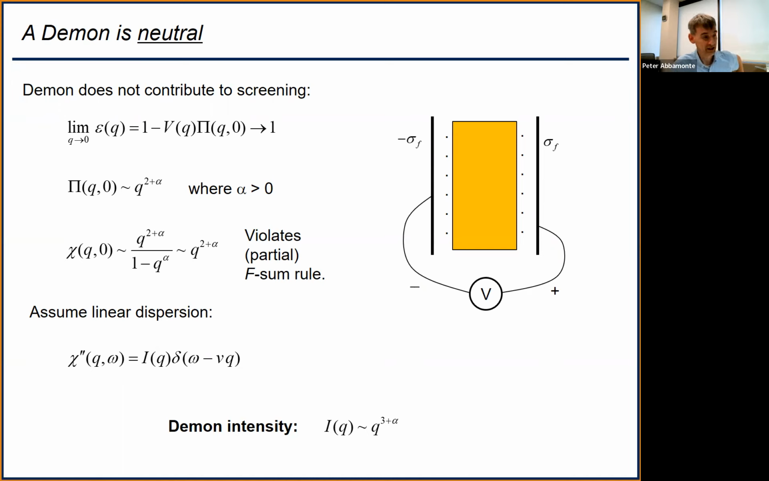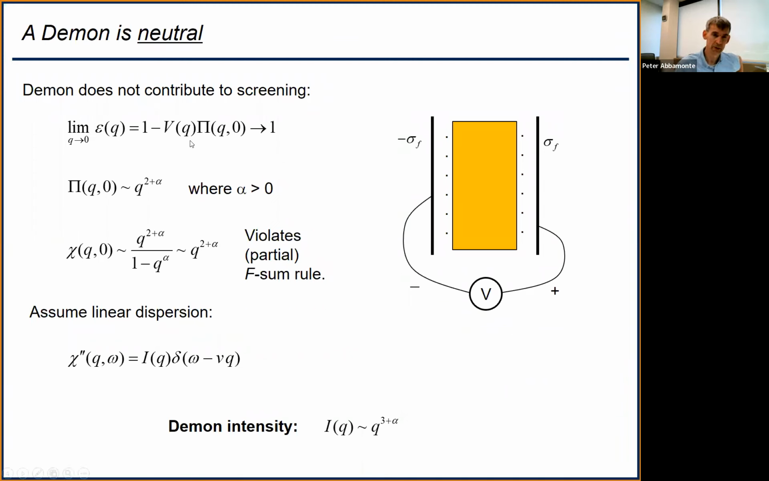Now, the excitation was predicted in 1966. It wasn't seen until now. If you ask why not, this is the main reason. They don't couple to light. They're really neutral modes. So there's a conversation to be had about how you would even measure that thing. So that's why I'm going to get into EELS.